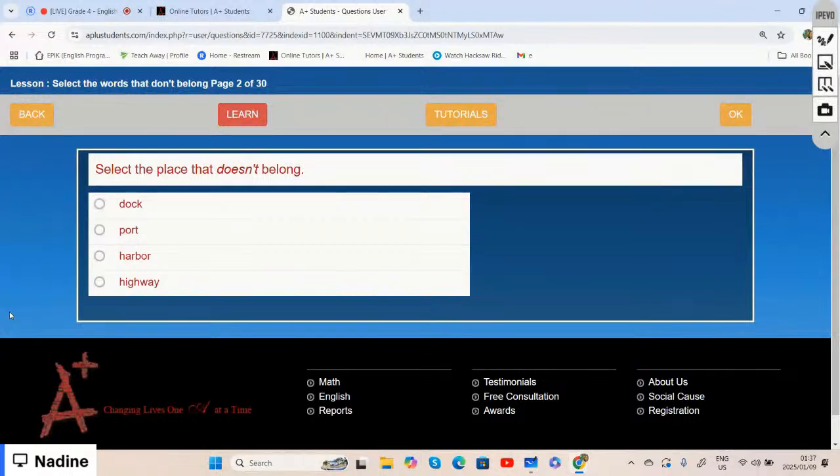Dock, port, harbor, highway. One of the places doesn't belong; it is not related to the others.